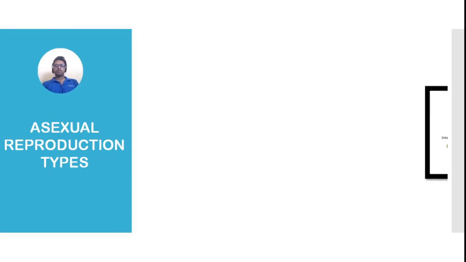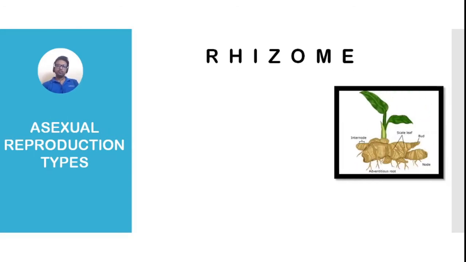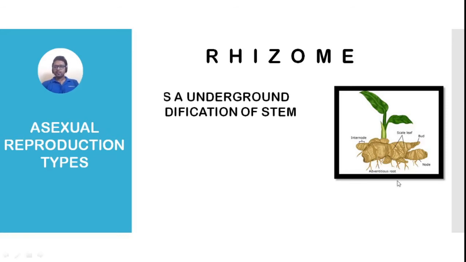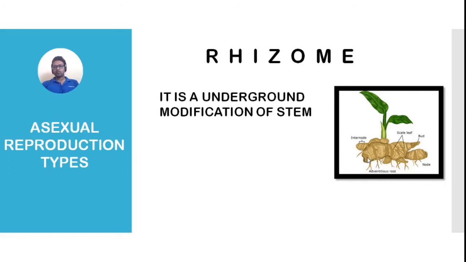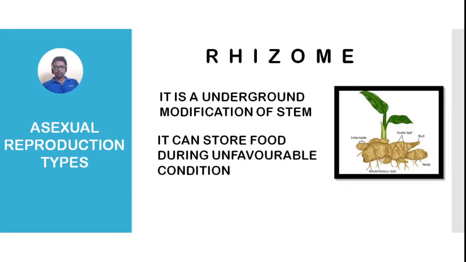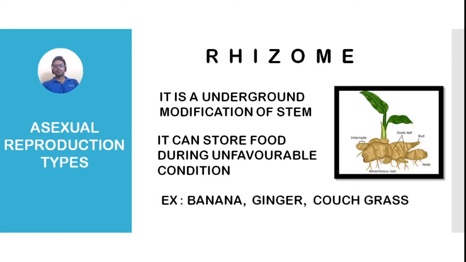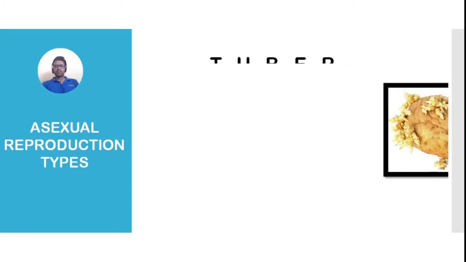Okay. Now the next one is rhizome. Rhizome is again a modification of underground stem. You see in this image, this is a node and this is another node, and the distance between these two nodes is the internode. So it is clearly proved that rhizome is a modification of stem, and this modified stem can store food during unfavorable conditions. And this rhizome also gives rise to new plant parts, and it is commonly seen in banana, ginger and couch grass.